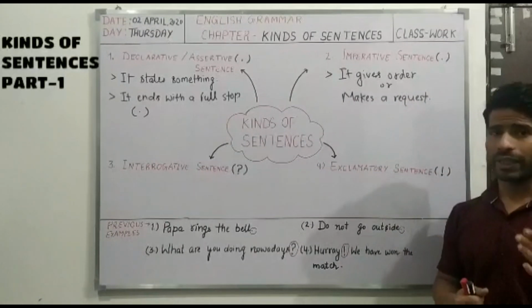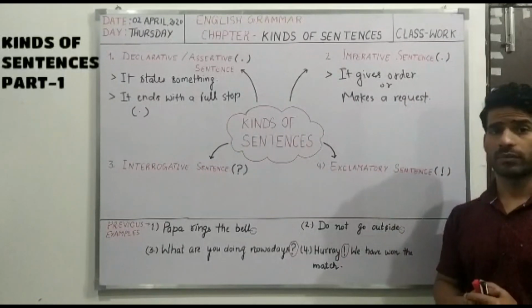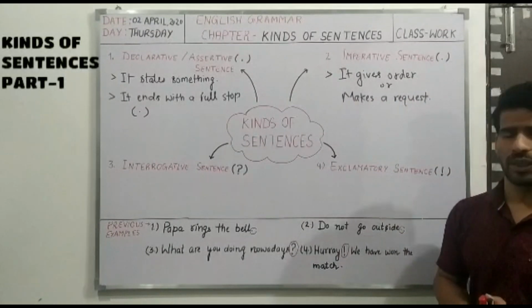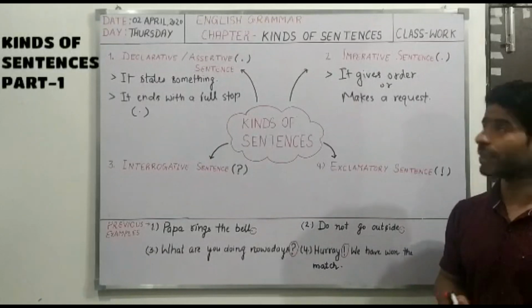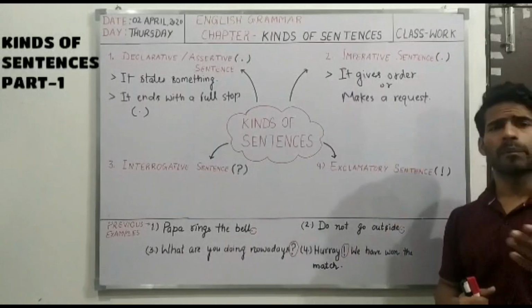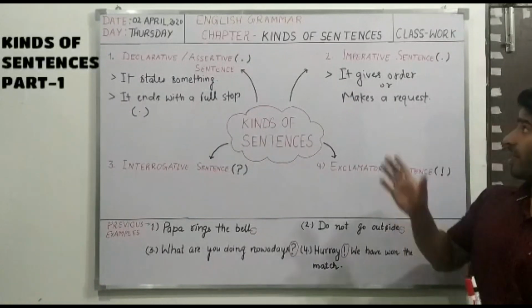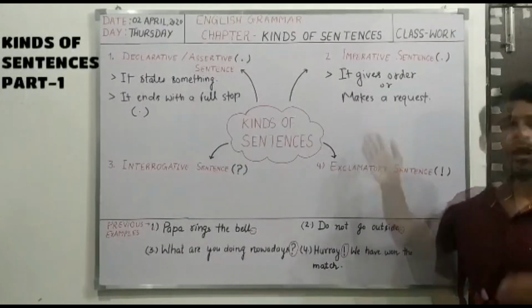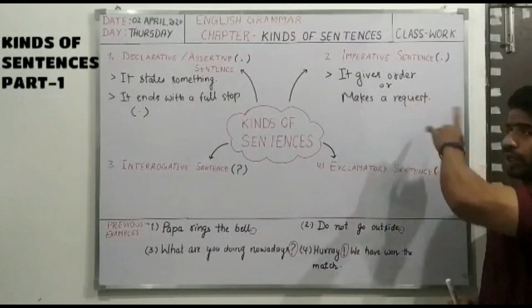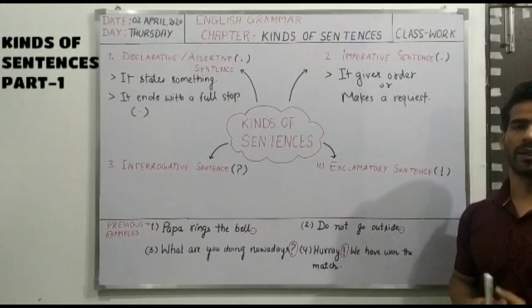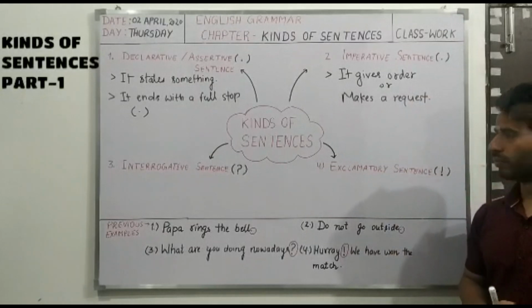For example, if I tell you be quiet, then this is a command or an order. So this sentence will be considered as imperative. Or if I say please give me a pen, then it will be considered as a request. So those sentences which carry an order or a request will be considered as imperative sentences.